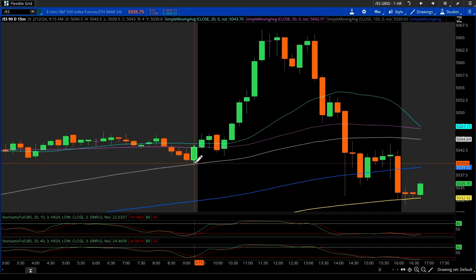So you see how the price hit, what is that value? 5,039.65, and what's the low? 39.50. So it would have been a pretty good entry if you got into the 39.75 price right there. That would have been good.